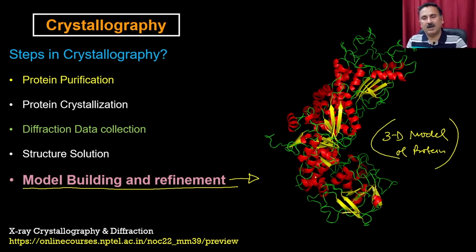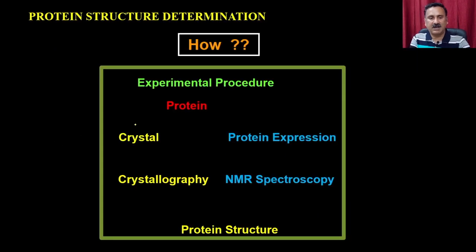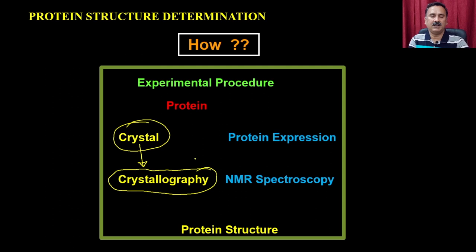So this is all about X-ray crystallography, what we have discussed, right? We discussed the crystallization process, and once you have the crystals, you use them for collecting the diffraction data, and subsequent to that you do the structure solution, the model building and refinement, and at the end you get the protein structure using this approach.